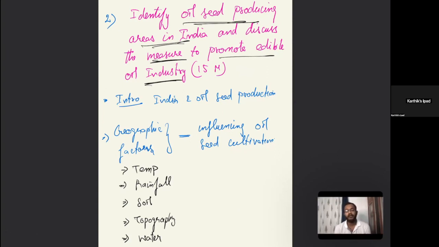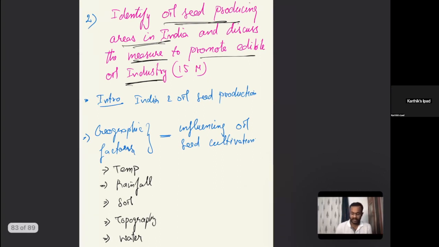Then moving on to geographical factors: warmer temperature is required, moist climatic condition is required, with respect to soil based upon the agricultural crop of oilseed. Based upon each crop, the soil category also varies. For example, groundnut is very well grown in sandy loamy soils, and mustard is grown in clay soils. Similarly, topography also varies. In terms of water, surface water, groundwater, and irrigation sources can be discussed.